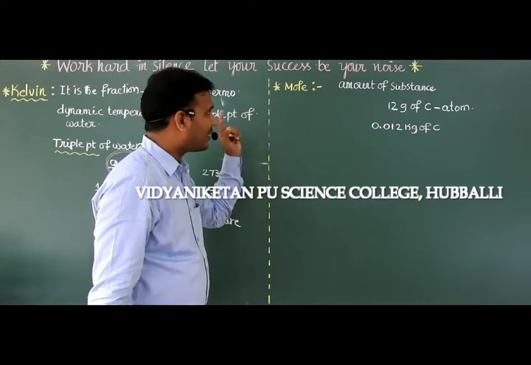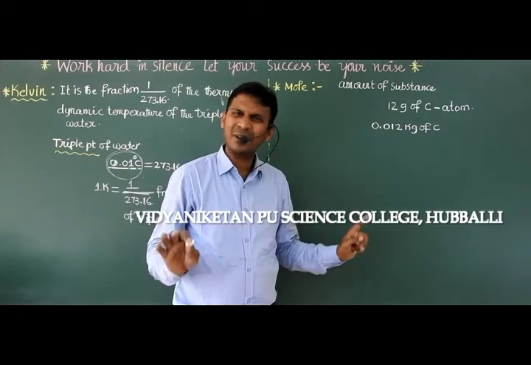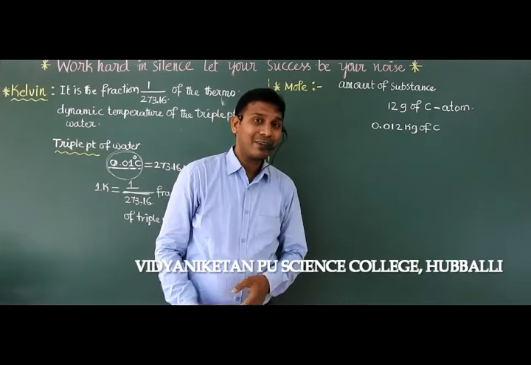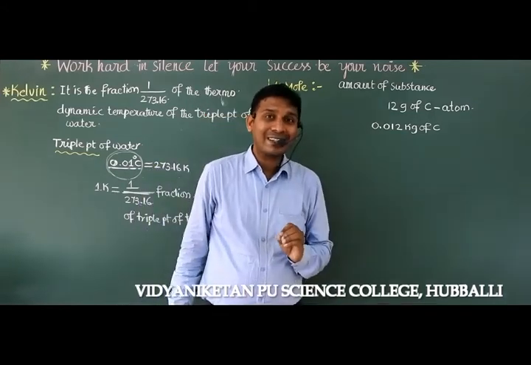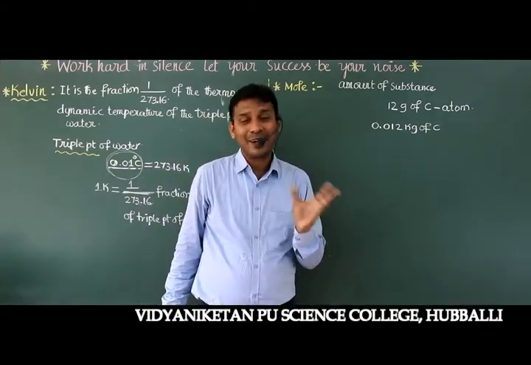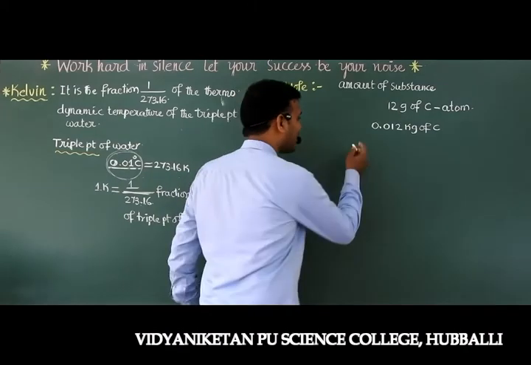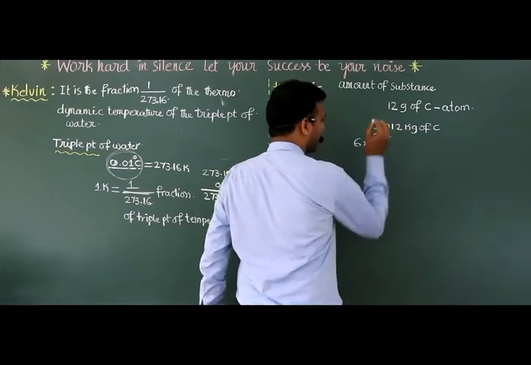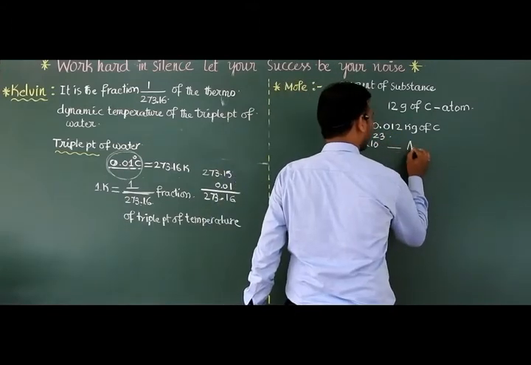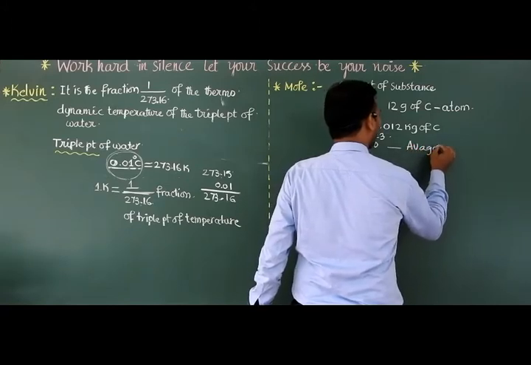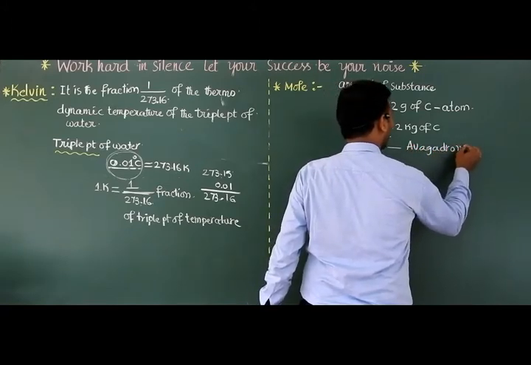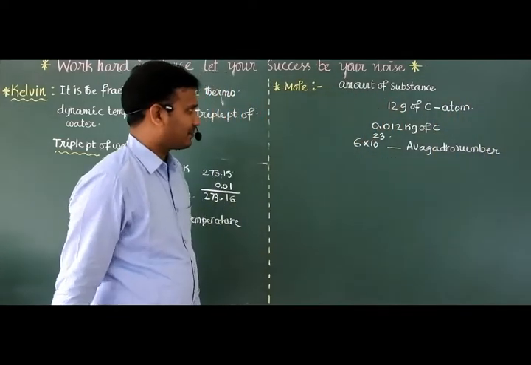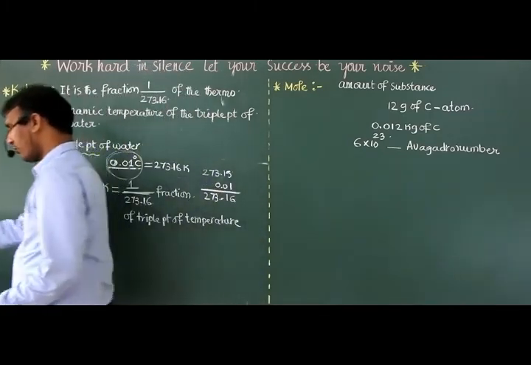You already studied this in chemistry. Now this is enough. In units and measurement, this much information is enough. We don't want to go behind this. But you know very well, right? 1 mole contains Avogadro number of atoms or molecules. That is 6 into 10 raised to 23. This is nothing but the Avogadro number.